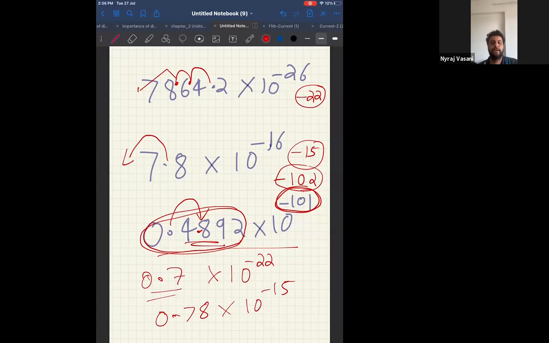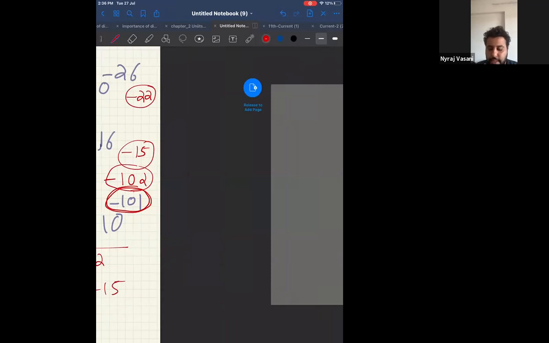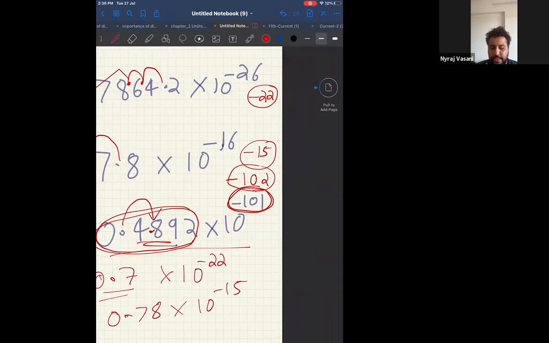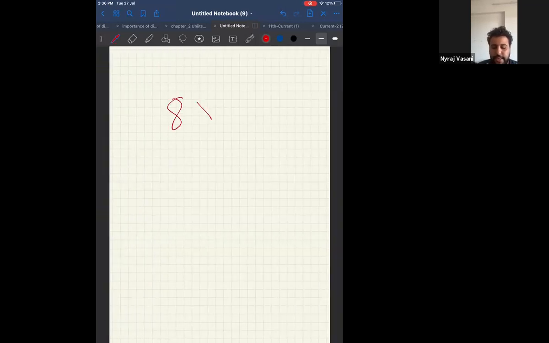Okay, now in your exam, you might have seen many questions where we get the answer, look at this, as 8 into 10 power minus 2 in the textbook. Then they add one more step and they write it as 0.8 into 10 power minus 1. Have you seen something like that? They actually add one more step and then they stop the answer.